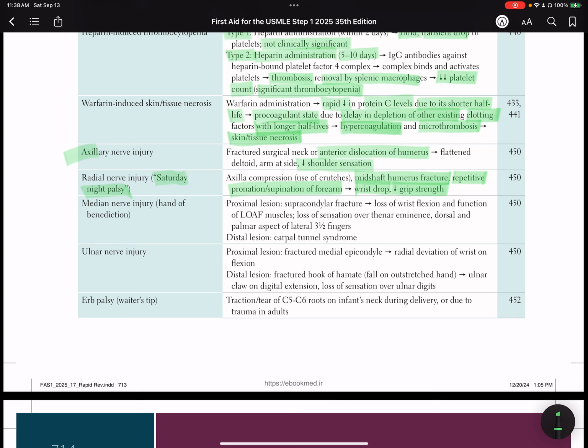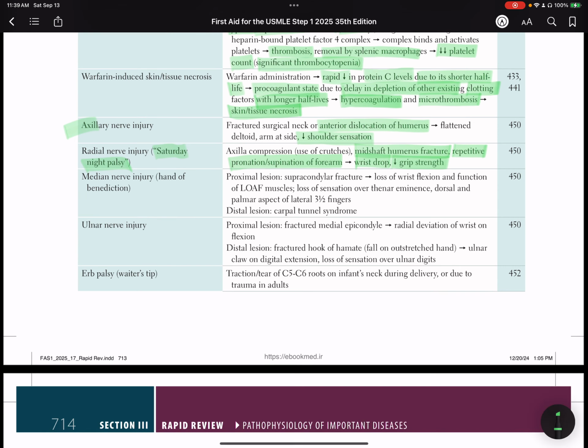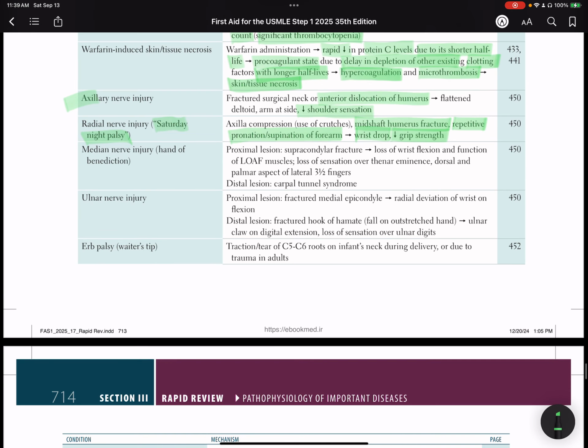And axillary nerve injury, as we discussed before: fractured surgical neck or anterior dislocation of humerus, flattened deltoid, arm at side, and there is decreased shoulder sensation.